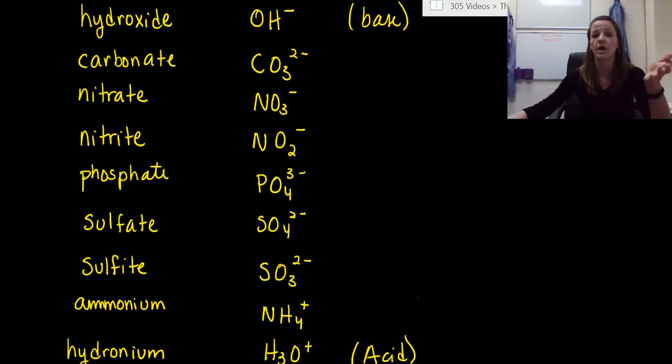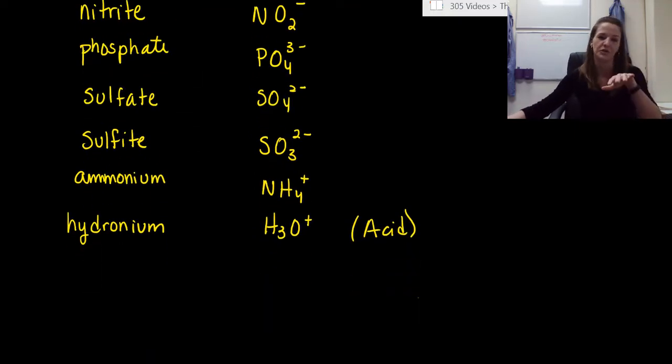So here's your list of polyatomic ions that you have to know. You just have to memorize these. Hydroxide, carbonate, nitrate, nitrite, phosphate, sulfate, sulfite, ammonium, and hydronium. So you have to memorize those. It's nice if you could get the base and acid part down as well, but don't get hung up on that yet. You will in the future.